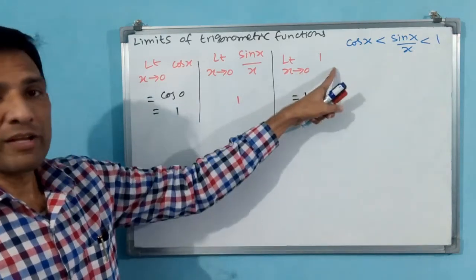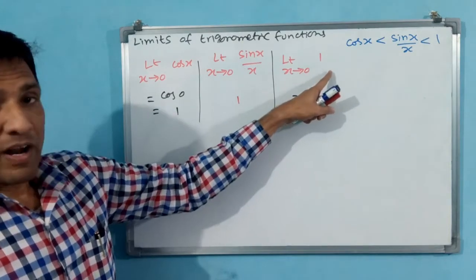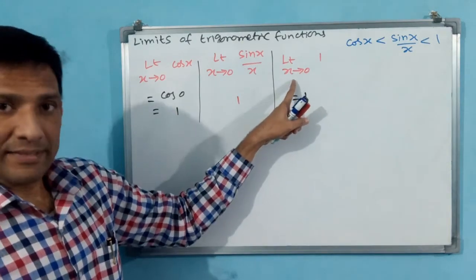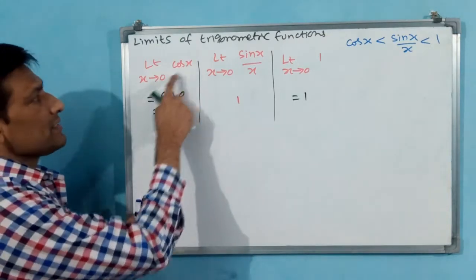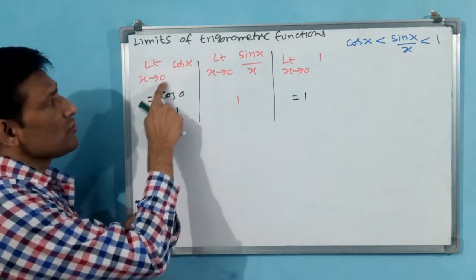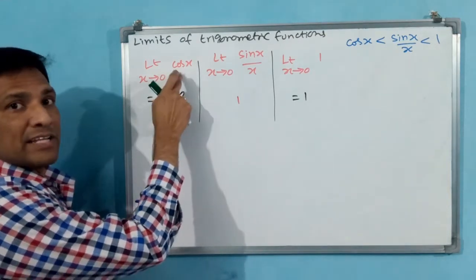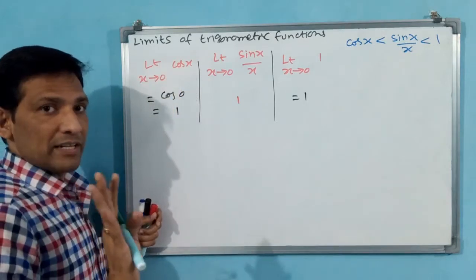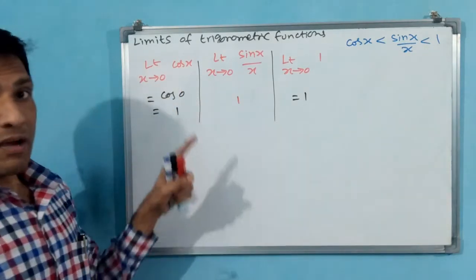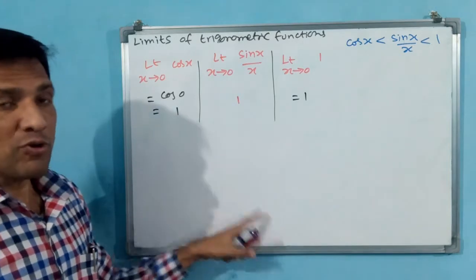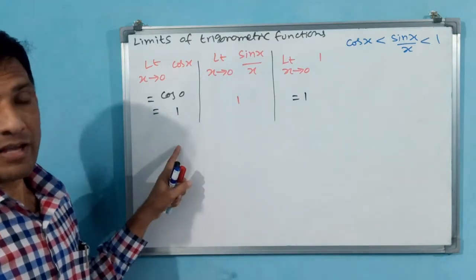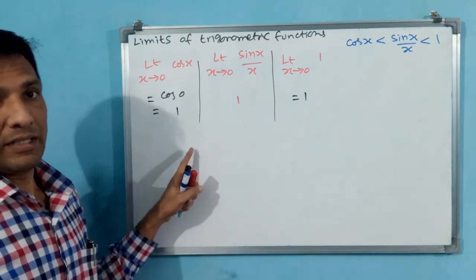Why? Because here no variable is there. See, 1 is not dependent on x, but cos x is dependent on x. Cos 0 is 1, but cos pi by 2 is 0. You understand carefully, okay? But we are taking positive values, between 0 to pi only. That is why this value is 1. That we have to take.